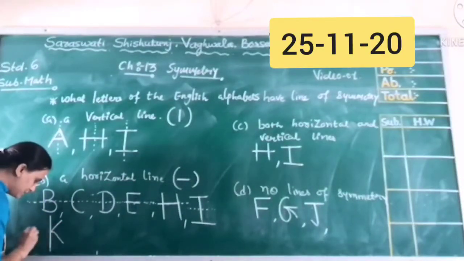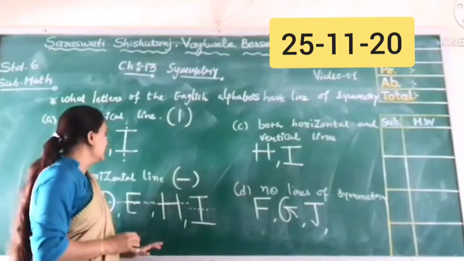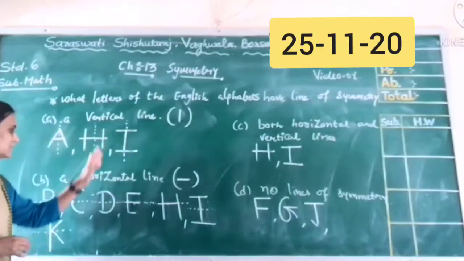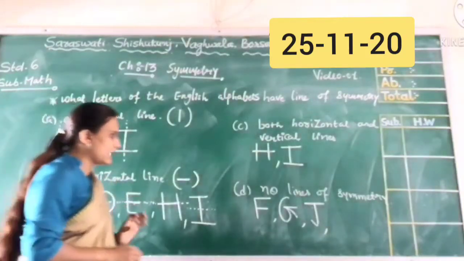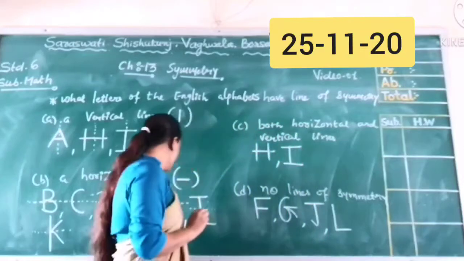So letter K. Then after that, letter L. Letter L is one in which we cannot draw a vertical or horizontal line. So letter L has no lines of symmetry. So letter L will come here.